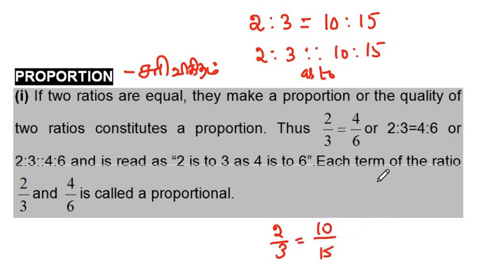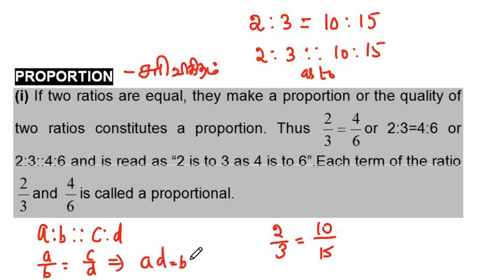This is equal. So in general, A is to B as C is to D. Then I can write A by B equal to C by D. So this means AD equal to BC. So whenever AD equal to BC, then we can say that A, B, C, D are in proportion.